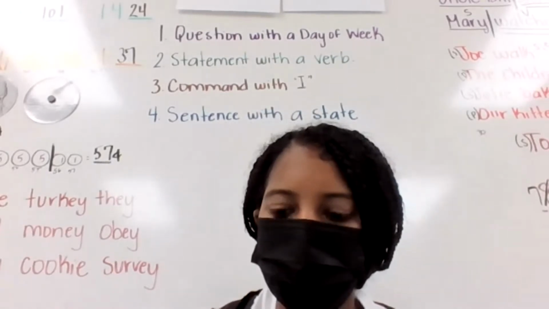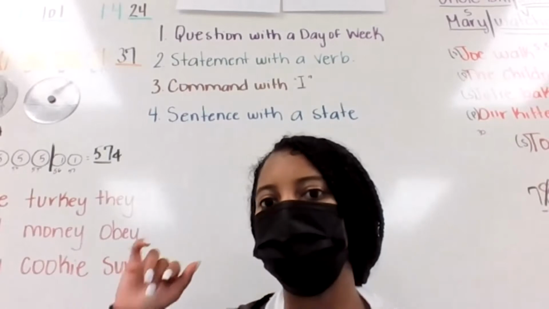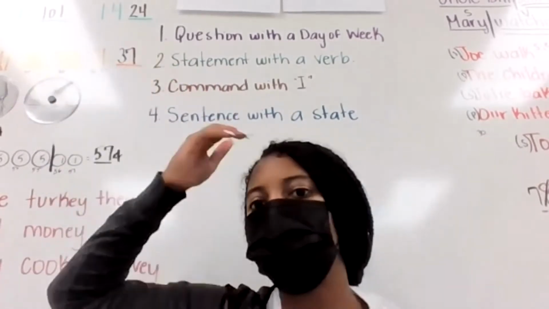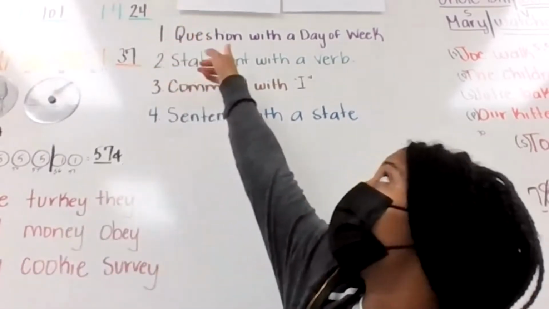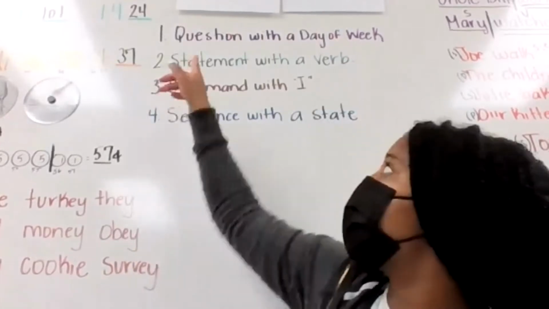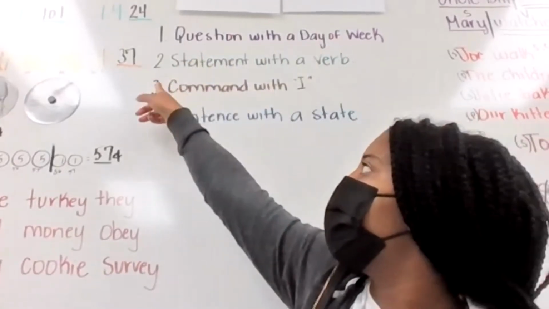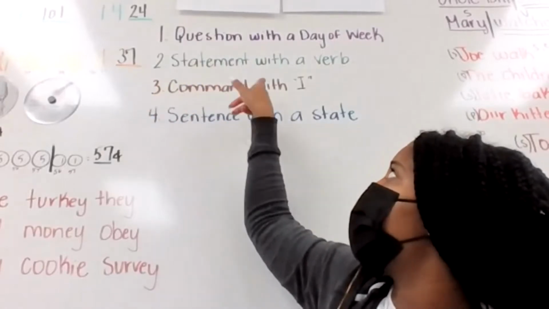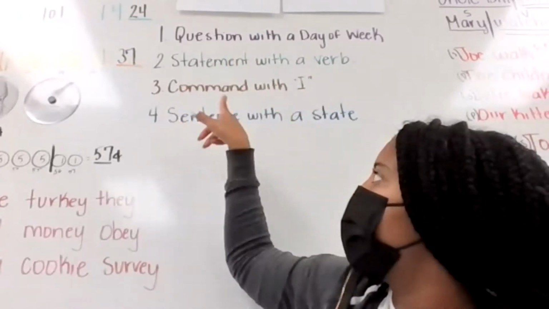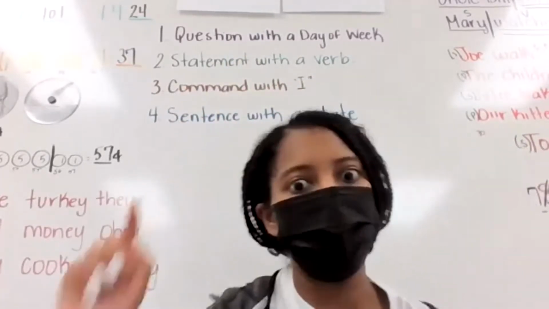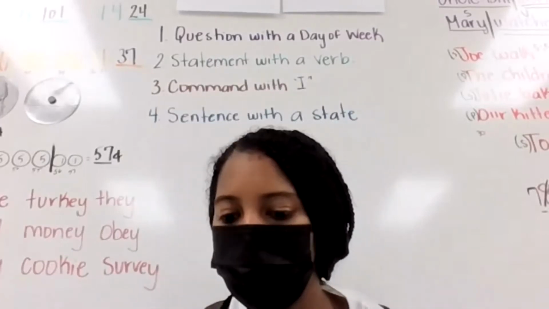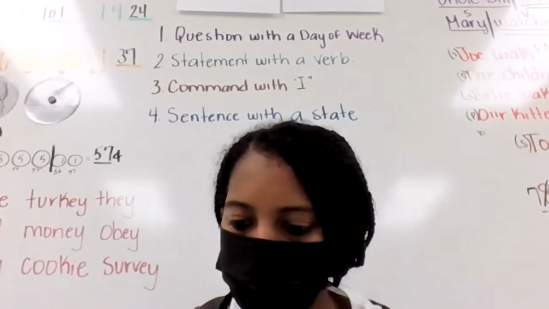Okay, I'm about to. All right, so just like we did on Monday, we'll be doing the same thing. You have to create sentences. I have the instructions here. I'll give you some time to work on all 4 of them. Number 1 says a question sentence with a day of the week in it. Number 2, you have to have a statement sentence with a verb. Number 3, you have to have a command sentence with the word I, which we learned last week. And then number 4 is write a sentence with the name of a state. You can just name your state. I'll give you a couple of minutes to work on that.